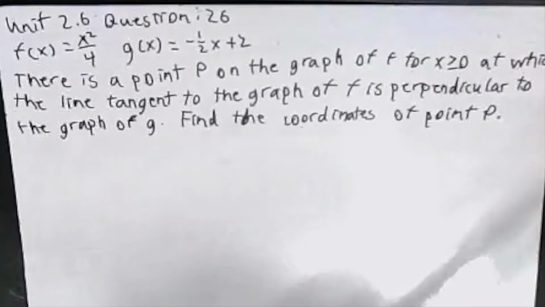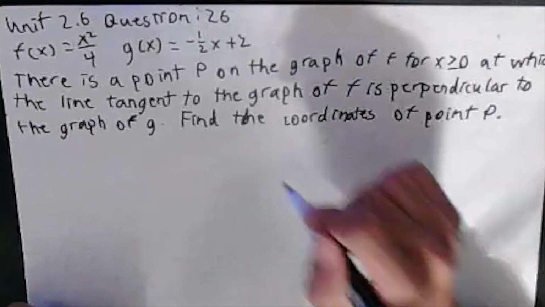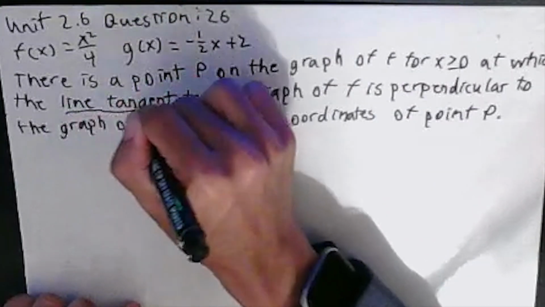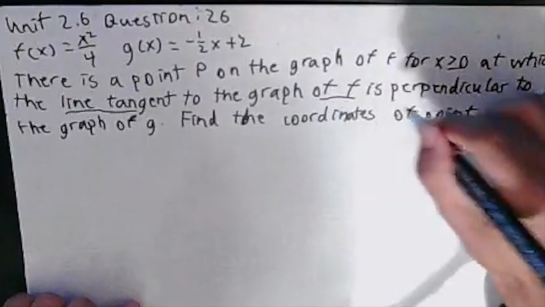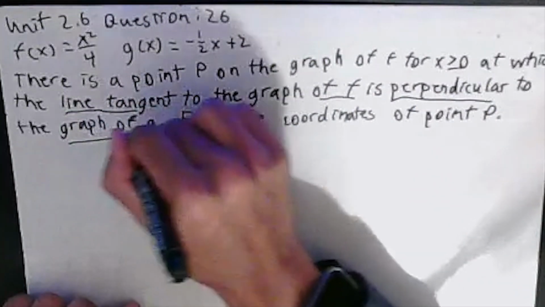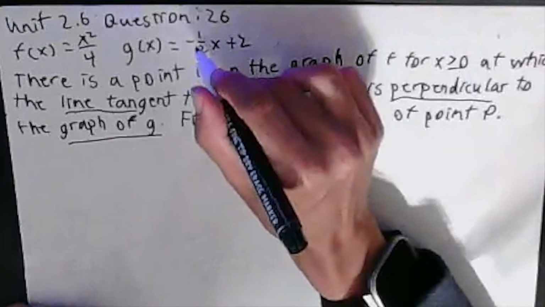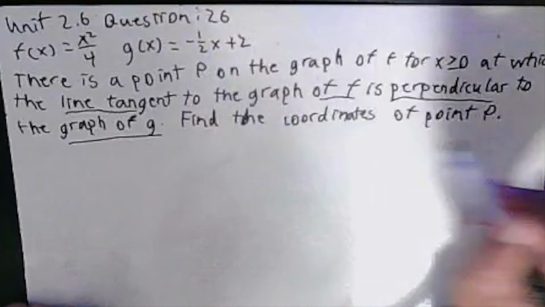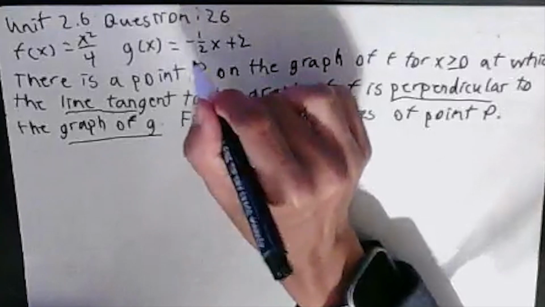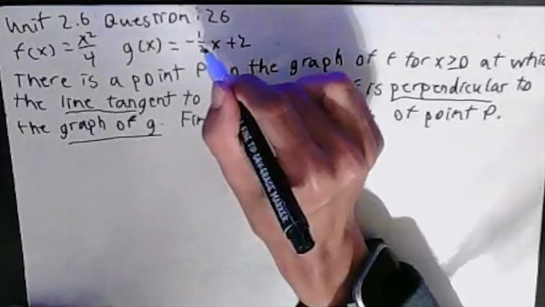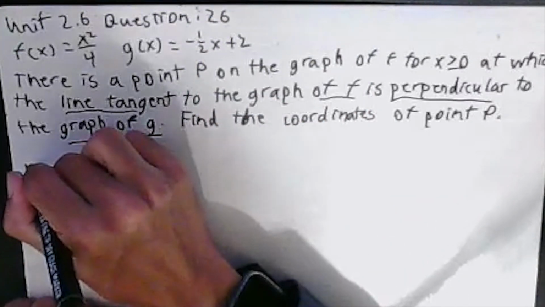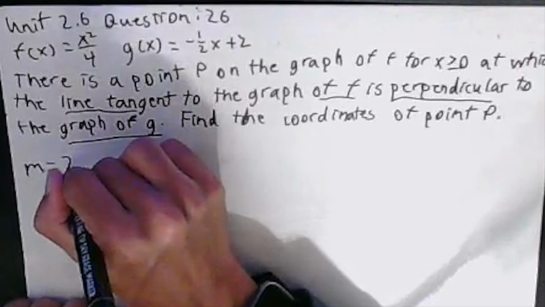So, let's break this question down. We know we're trying to find a tangent line of f, and we know that it's perpendicular to the graph of g. Perpendicular means that the slope of this tangent line will have the negative reciprocal of the slope of our g of x function. So if our g of x function has a slope of negative 1/2, that means the slope of our new function is going to be 2.